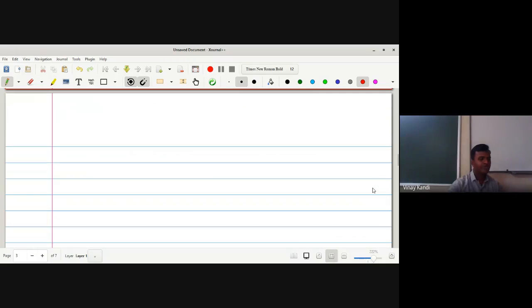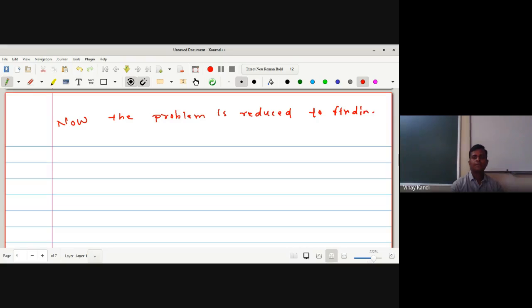Okay, now we have to find u1, u2 up to un. All these functions we have to find. Now the problem is reduced to finding the functions u1, u2 up to so on un.